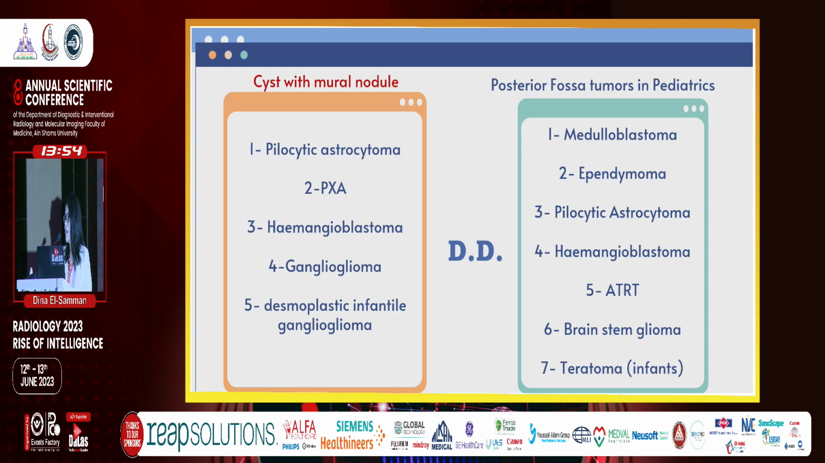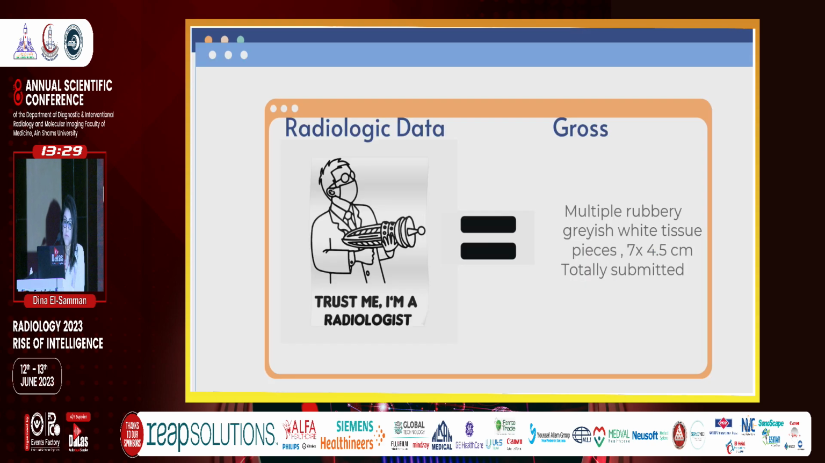Another list that we had to consider, whether we're going to include or exclude, again, I'm repeating, before putting a glass slide under the microscope, is the posterior fossa tumors in pediatrics, including the medulloblastoma, the ependymoma, the pilocytic astrocytoma, hemangioblastoma, the ATRT, the brainstem glioma, and to a lesser extent the teratoma, owing to the age of our patient. Okay, now let's see what we have got.